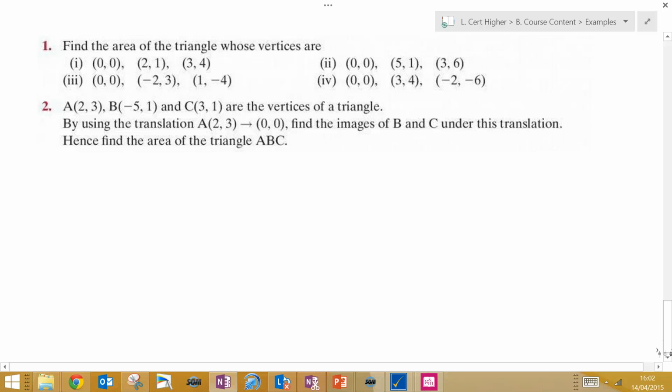Question 2. A (2, 3), B (-5, 1) and C (3, 1) are the vertices of a triangle. By using the translation where A (2, 3) maps to (0, 0), find the images of B and C under this translation. Hence, find the area of the triangle.